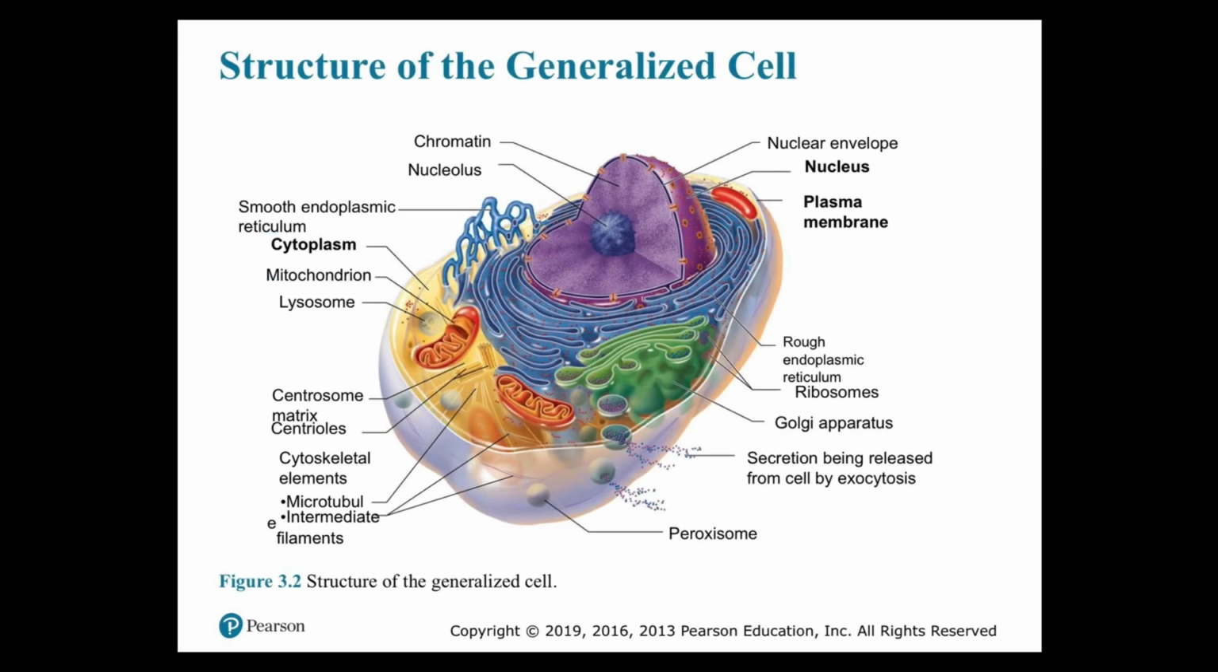Figure 3.2 is the structure of the generalized cell. Notice in bold, if we start on the right, we can see a nucleus, the nucleus that contains the DNA. Here it's shown in the form of chromatin. A plasma membrane that surrounds the entire cell, and a cytoplasm, which is found within the cell, and it contains all of the organelles, which we're going to learn about.